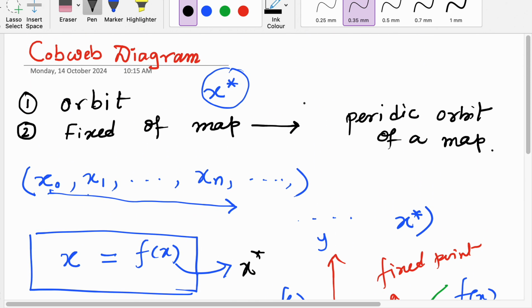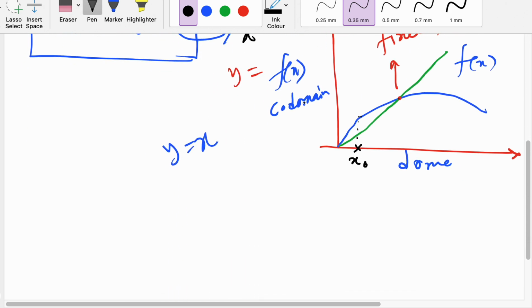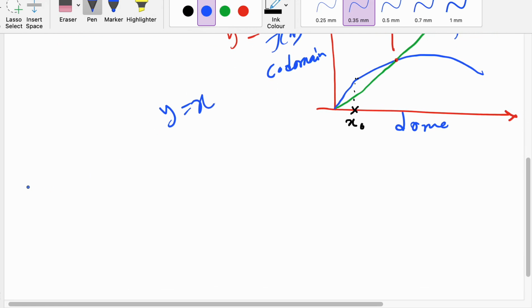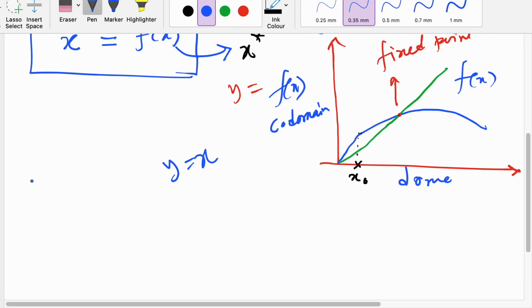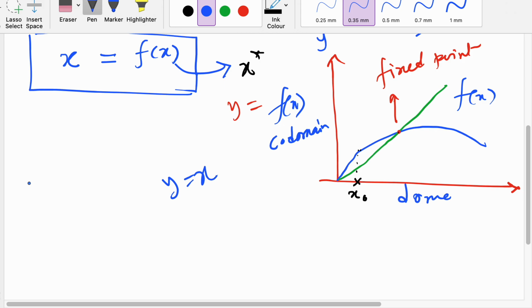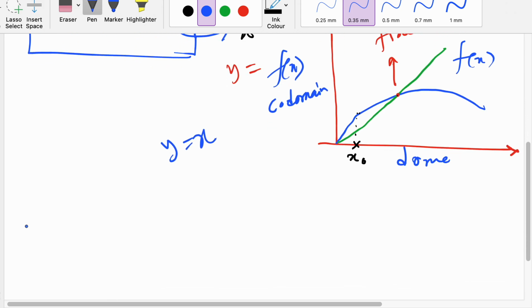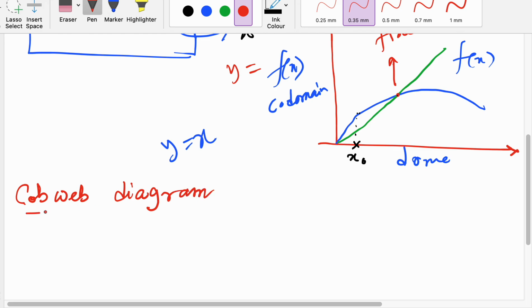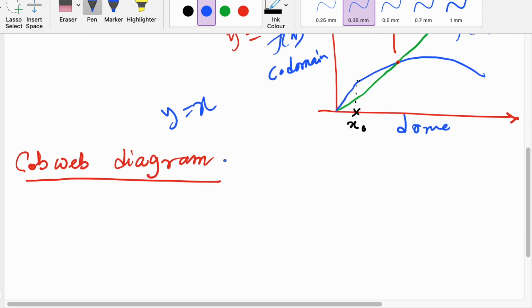I will say the most useful method to study this in the case of a one-dimensional map or two-dimensional map is the cobweb diagram. Let's see how we can go about it.